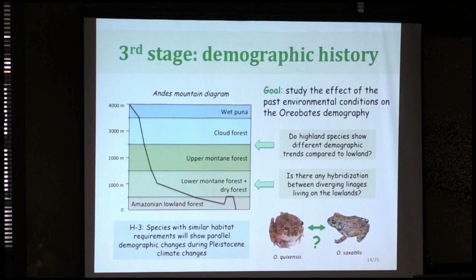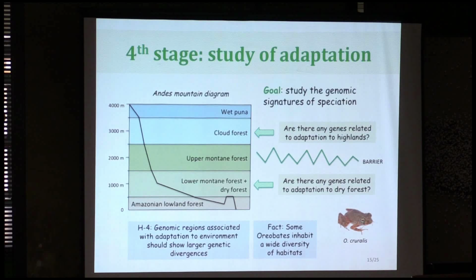living in the lowlands. And the fourth stage is the study of adaptation, in which we want to study if there are regions that can be different between populations of a species because of adaptation. So, for example, this frog here, Oreobates ruralis, can be found in up to 3 or 4 different types of habitats, which include cloud forest, which is quite high, and then also mountain forest and dry forest. So we want to know if the different populations have different genomic regions that are different because of adaptation to the environment.